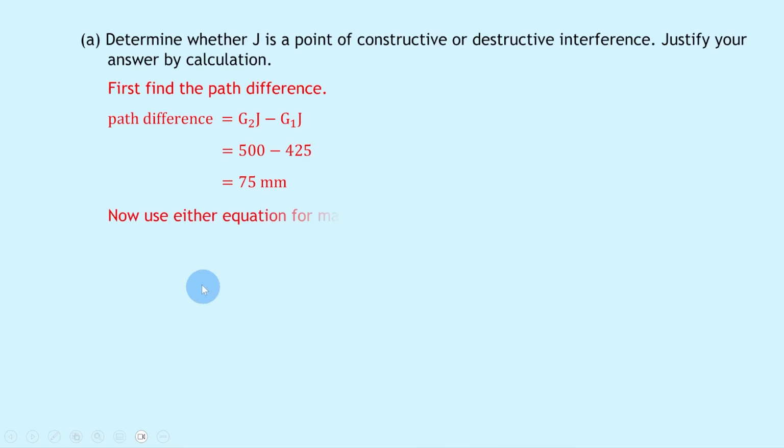And now we're in a position to use either equation for maxima or minima to check whether m is an integer. That's our strategy here. So if we use the equation for path difference for maxima and we find that m is an integer, that would make sense, which would suggest that point J is a point of constructive interference. However, if we use the equation for maxima and we found that m was not an integer, then that would not make sense because m should always be an integer for these equations. So in that case, it would tell us it was a point of destructive interference instead.